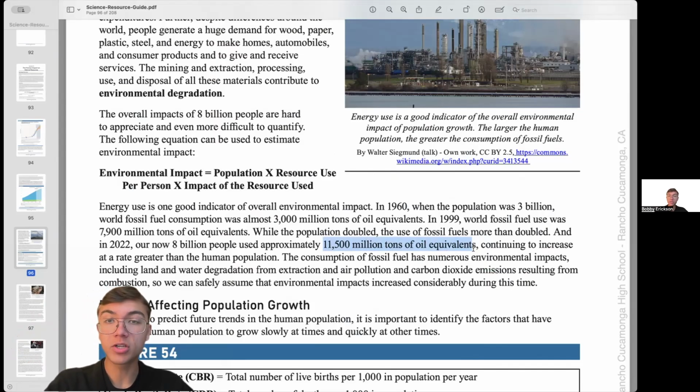Then we have the consumption of fossil fuel, which actually has a lot of different environmental impacts. So remember, we're looking not just at the population and not just the resource use per person, but we're looking at as well how much it degrades the environment. So the consumption of fossil fuel includes land and water degradation from extraction and air pollution and carbon dioxide emissions, and the carbon dioxide emissions result from combustion. So all of these environmental impacts have increased considerably during this time because we've been using more.